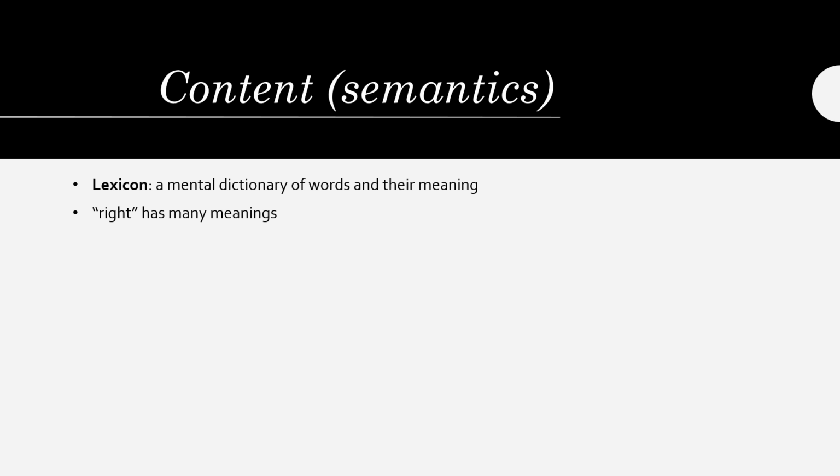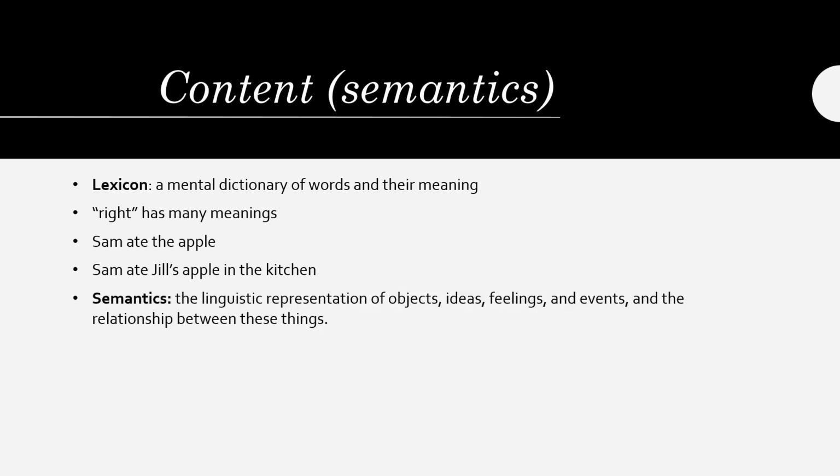Language content is about more than word meaning. Speakers use groups of words to express ideas about people, objects, and actions, like "Sam ate the apple," as well as ideas about relationships like location or possession: "Sam ate Jill's apple in the kitchen." Semantics is the linguistic representation of objects, ideas, feelings, and events, and the relationship between these things.